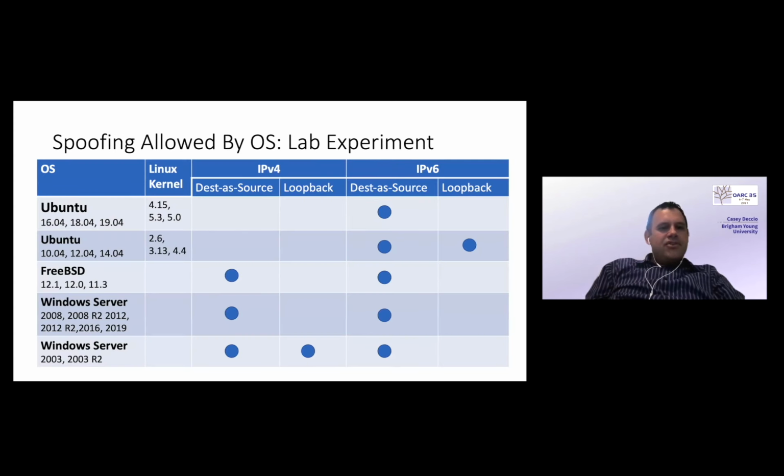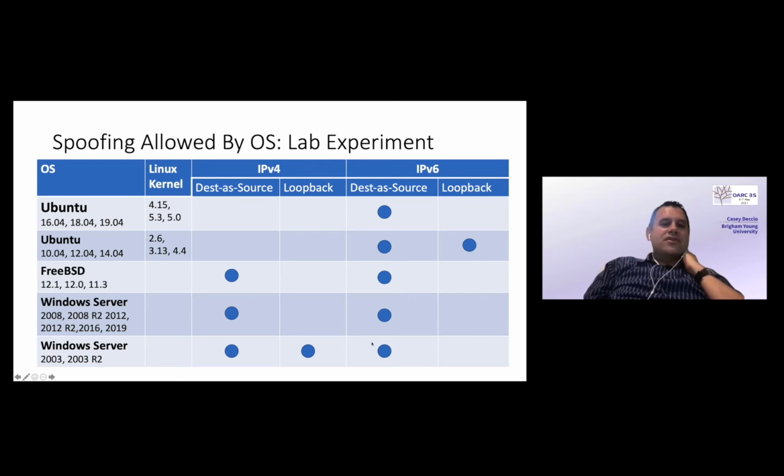The last thing I'll mention is that we did some lab testing to understand what happens when a packet is received by a given system and it claims to have come from that system, like on an individual computer, or claims to come from the loopback. Loopback is interesting. Windows Server 2003 and 2003 R2 allow things in from the loopback on IPv4, and earlier Linux kernels, 2.6, 3.3, and 4.4, allow in packets claiming to be from the IPv6 loopback.